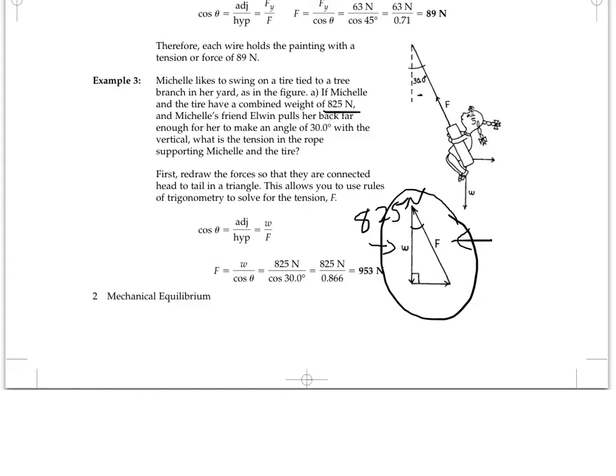So this is just another real simple trig problem. We're going to use cosine again. In this case, my adjacent is the weight, and the hypotenuse is the force. So I plug in those things, and once again, I'm solving for F. When I plug that in, I get 825 over cosine of 30, and that comes out to be 953 newtons.